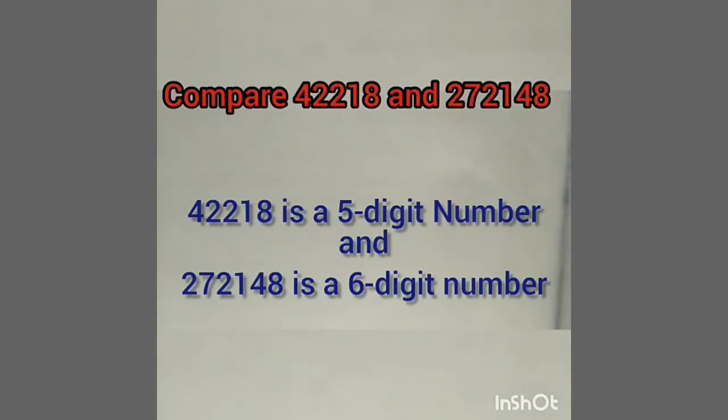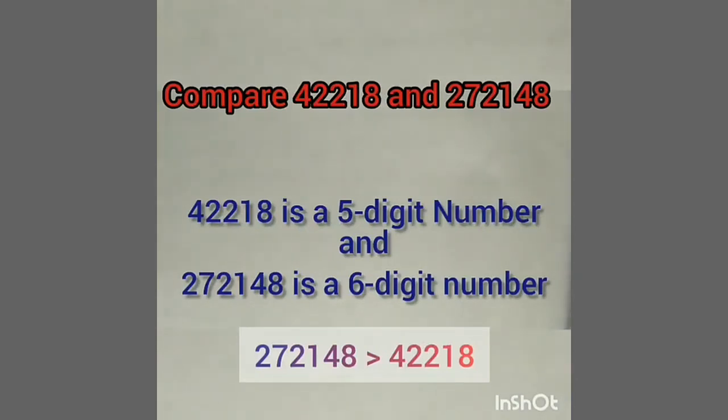So here which is the greatest number? Which number has 6 digits? It is the greater number. And which one has only 5 digits? It is the smaller number. The number with fewer digits is always smaller. Okay children, now everybody can understand how to compare the numbers.